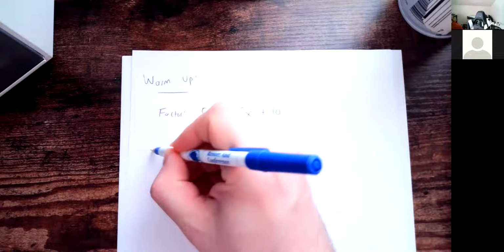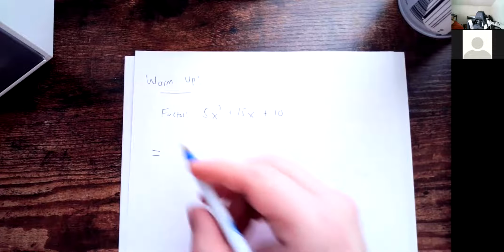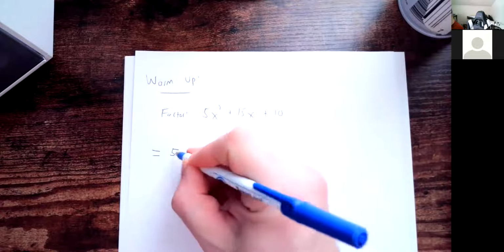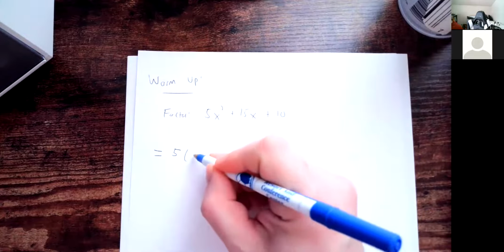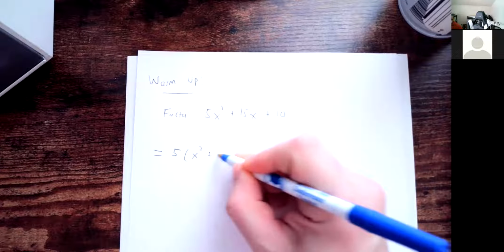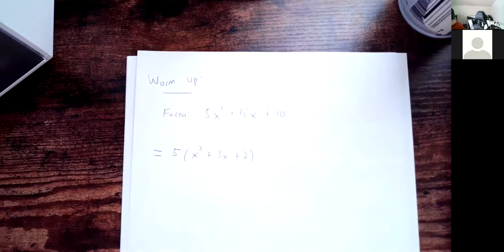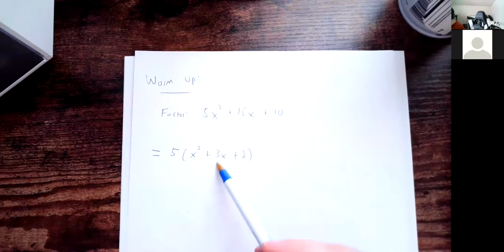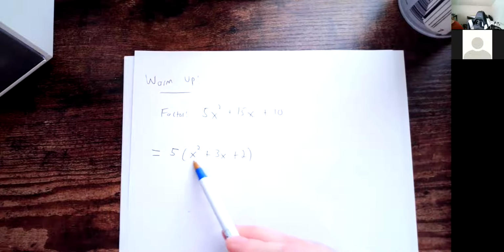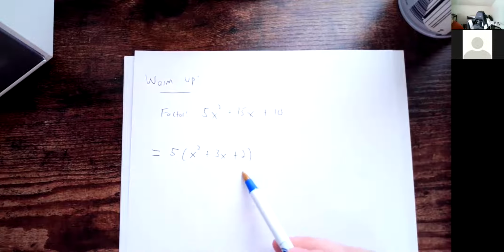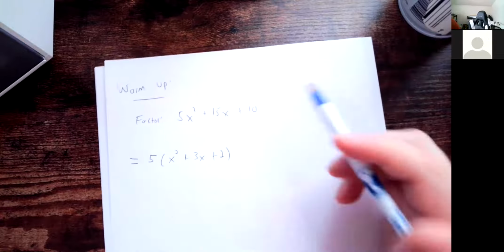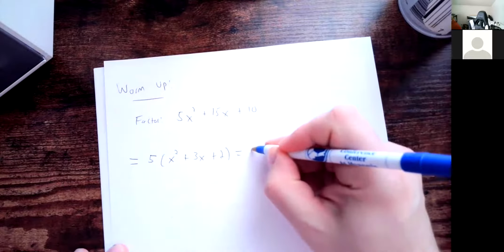So what you can do is you can take out that 5 at the beginning and get 5 times x squared plus 3x plus 2. See, 5 times x squared, 5 times 3x is 15x, 5 times 2 is 10. And then you might find it easier to factor this polynomial inside the parentheses. So let's try that.